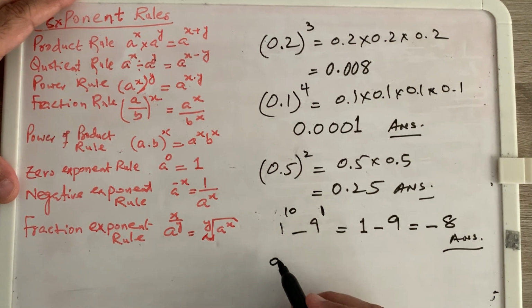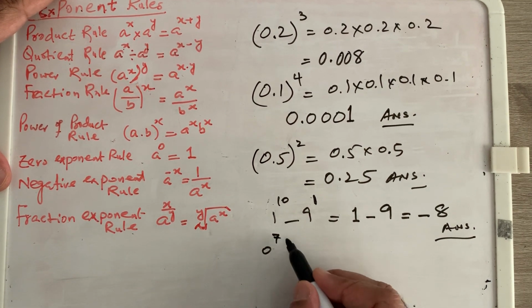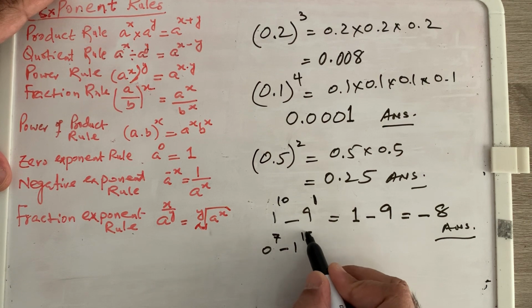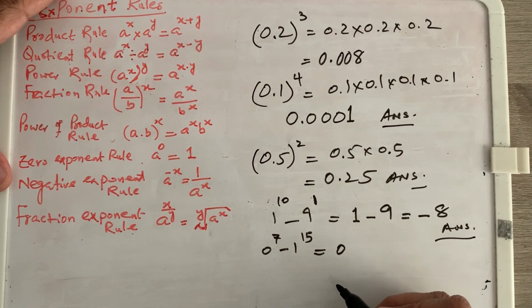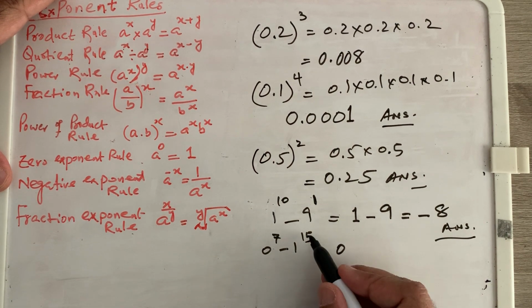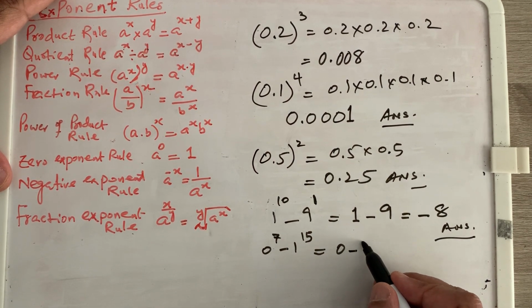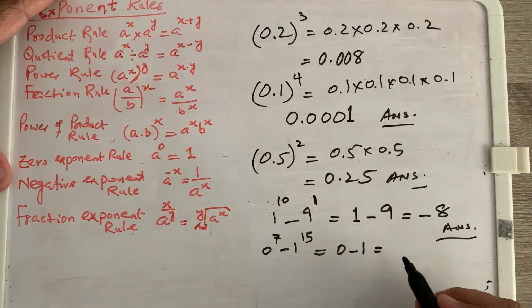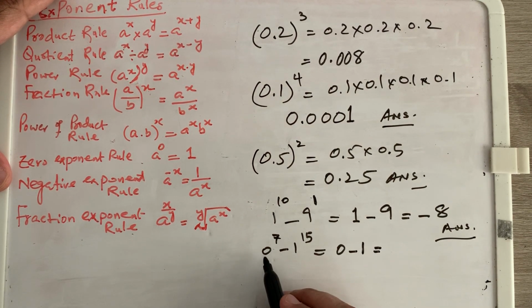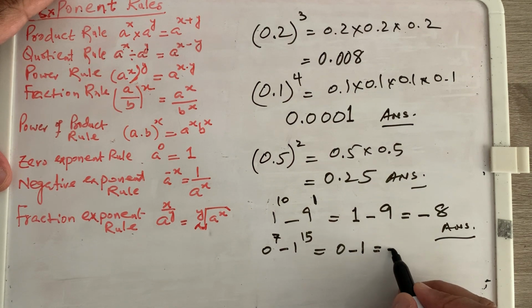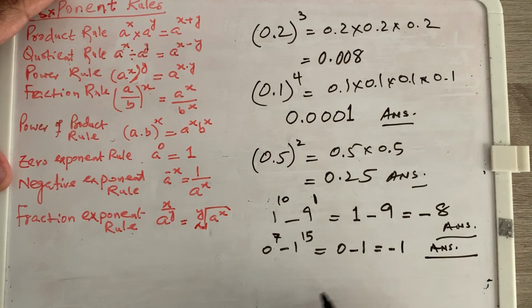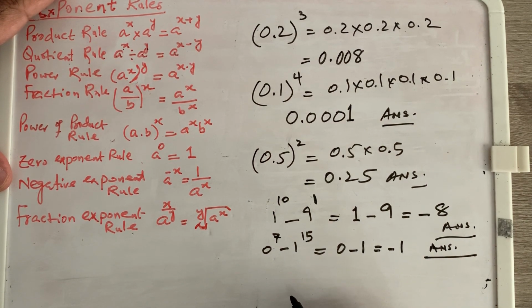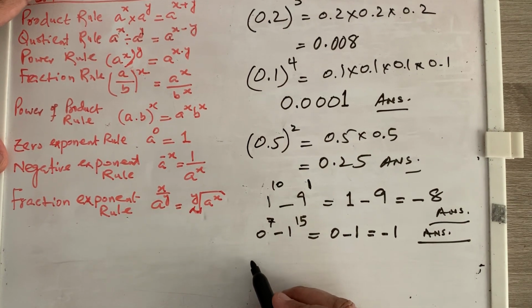Again, another question or example is 0 to the power 7 minus 1 to the power 15. So 0 to any power remains 0, right? It doesn't change the value of 0. But 1 to the power 15 does not change the value of 1 as well. So that remains 1. So 0 remains 0 and 1 remains 1. So my answer is minus 1, because 0 minus 1 is minus 1. Anything like this you can have for practice.